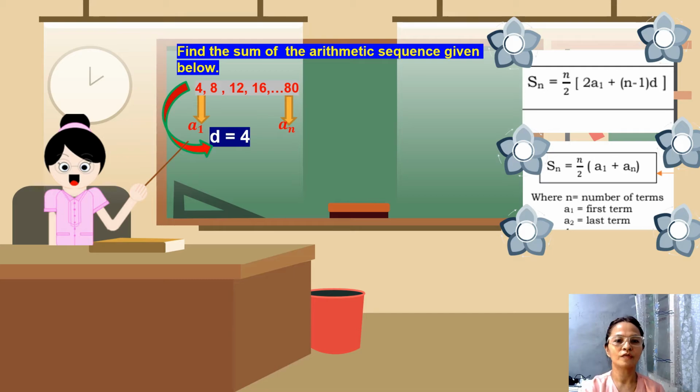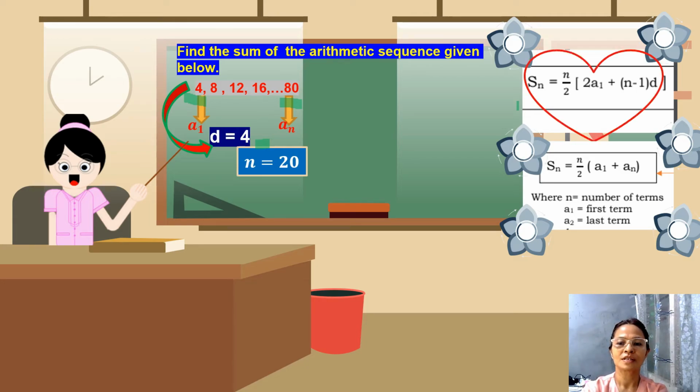Since we now have the first term, which is 4, and the last term, which is 80, we also have the common difference 4 and the number of terms, which is 20. We are now ready to get the sum of the arithmetic sequence 4, 8, 12, 16, and so on, up to 80. These numbers are divisible by 4, and these numbers are between 1 and 81.